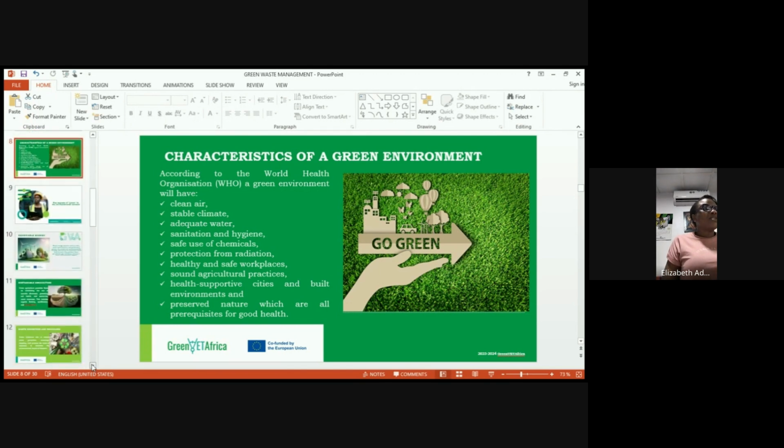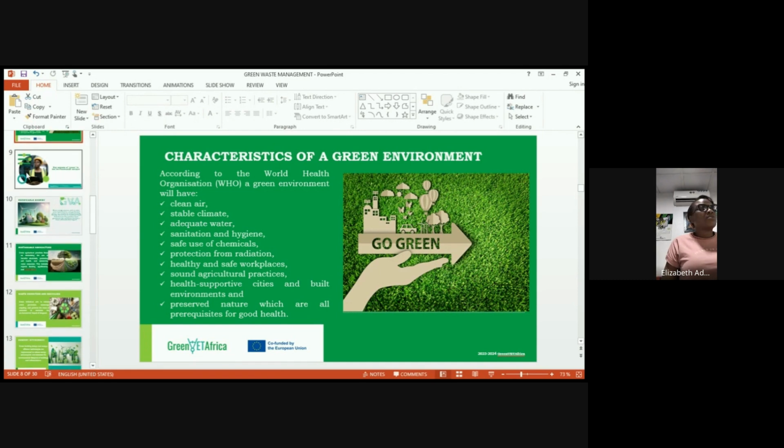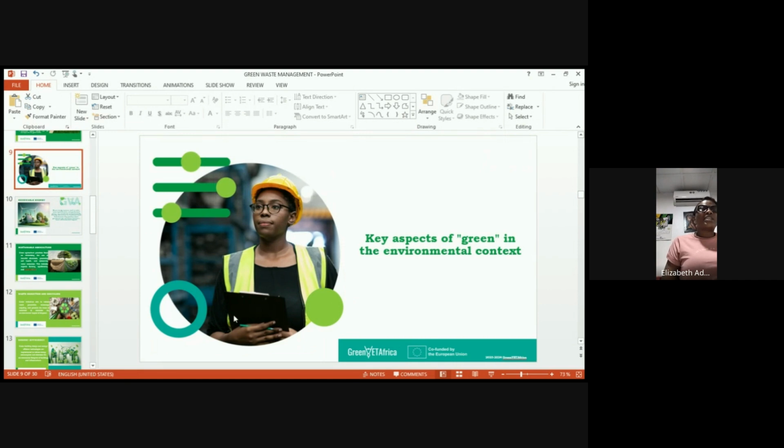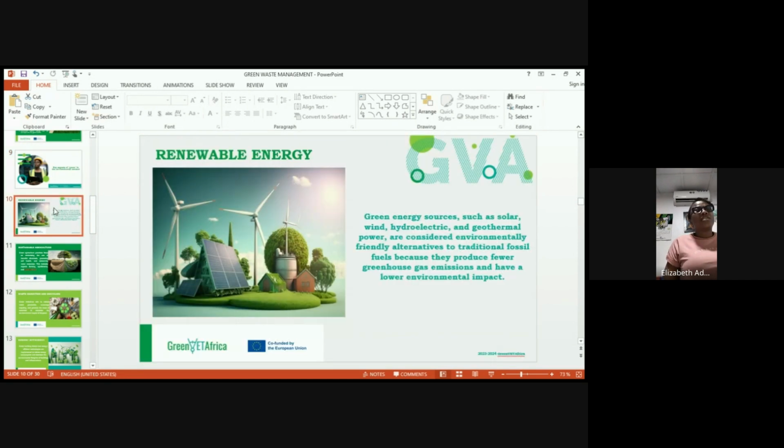So in all, we've agreed that we do not have an absolute or very green environment, right? So what are the key aspects of green in the environmental context? One of it, which is what most people are talking about now, or what people are trying to do now, is renewable energy. There is a craze now for renewable sources of energy.